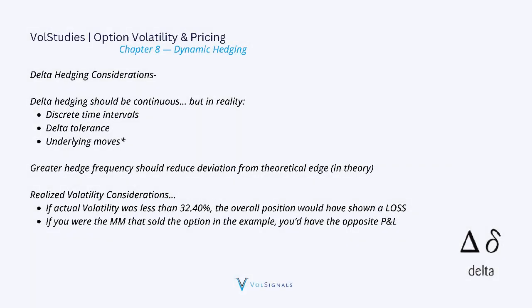Now, some delta hedging considerations. Delta hedging should be continuous, but in reality it's not. Now remember that this requirement for continuous delta hedging just comes back to the idea that volatility is compounding continuously. In reality, of course, there are trade-offs. You have to balance your intention with your costs. Now, how is this done in practice?